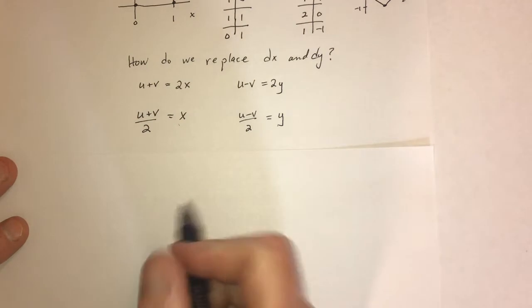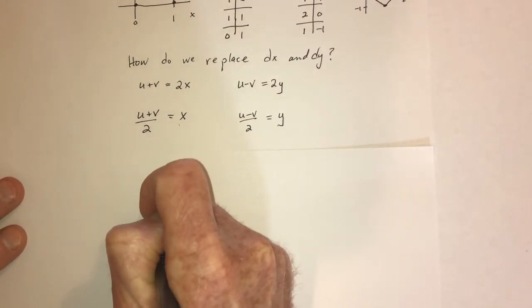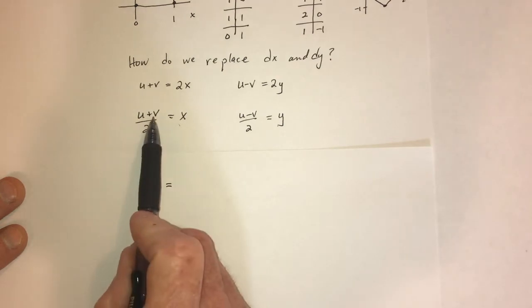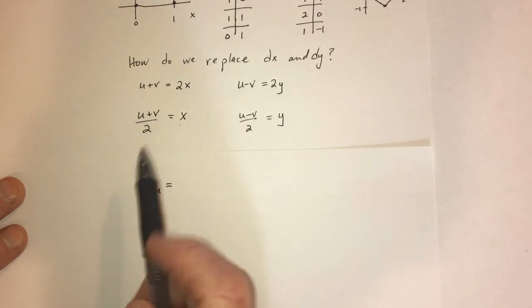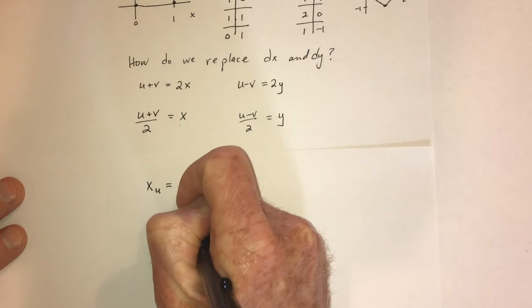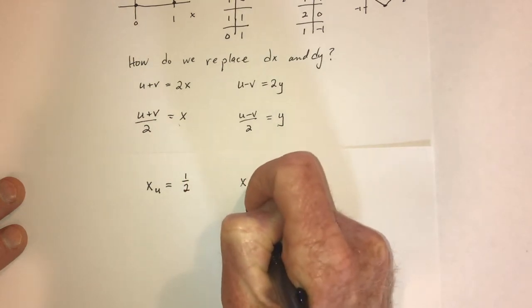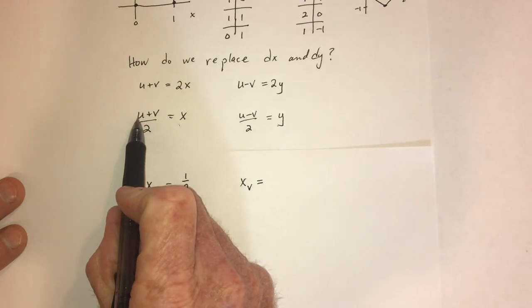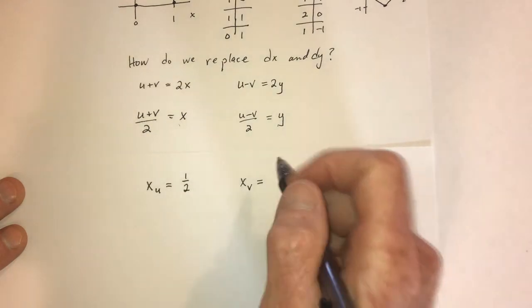So then we need, for x, to take the derivative with respect to u. So v is a constant, so this is going to be a 1 over 2. Take the derivative with respect to v. This will be a constant, so its derivative is 0. This will be 1 over 2.